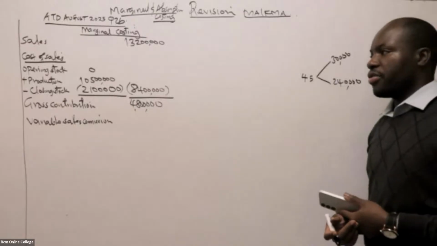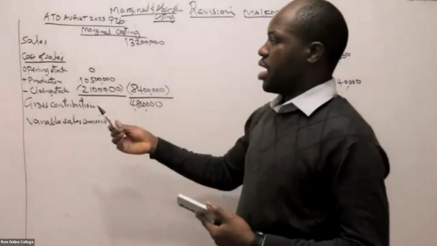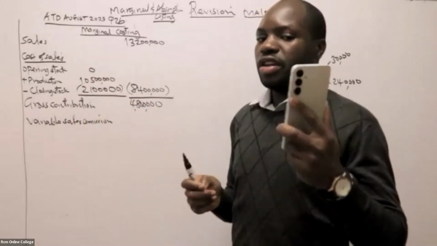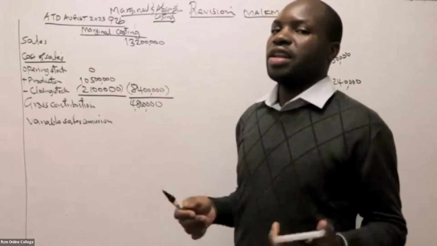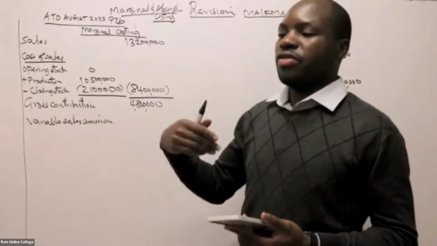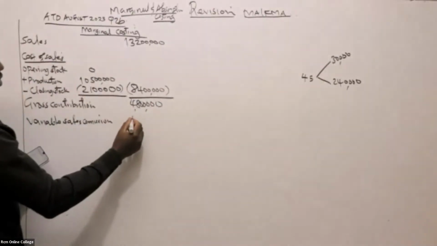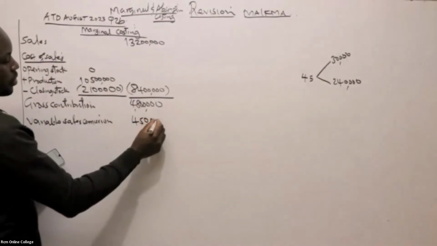Okay, so some people normally confuse and do it with the units produced. Remember, the sales commission is dependent on the number of units that were sold, and therefore we base it on the number of units that were sold. So that will give us 450,000. In this case, we just need to copy and paste it here.